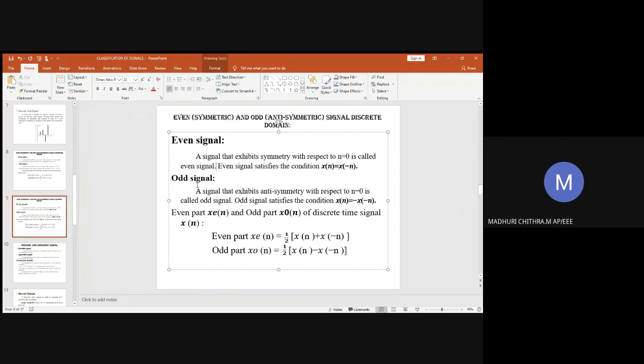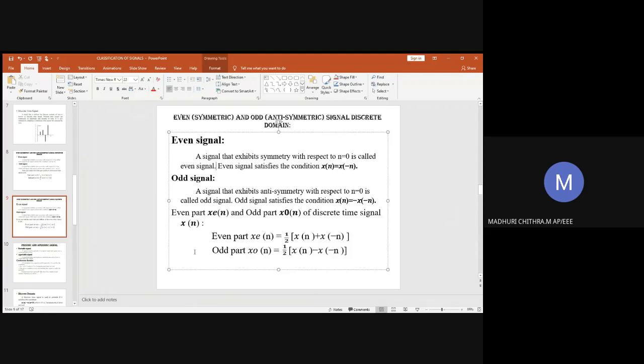The odd signal, as we already studied in continuous time, is an anti-symmetric signal, so both sides are not equal. Anti-symmetry with respect to n equal to 0 is called an odd signal. An odd signal satisfies the condition x of n equal to minus x of minus n. Now the even part x e of n and the odd part x o of n of a discrete time signal x of n.